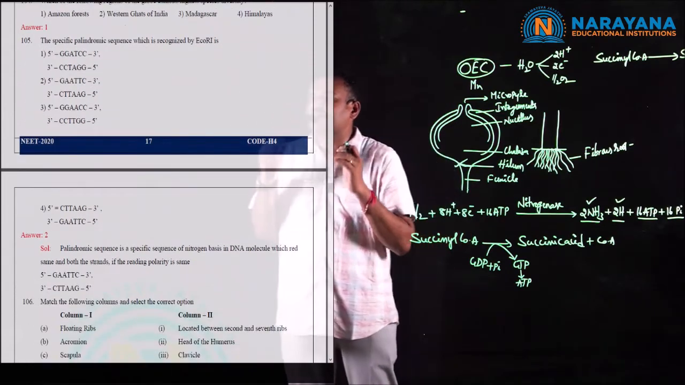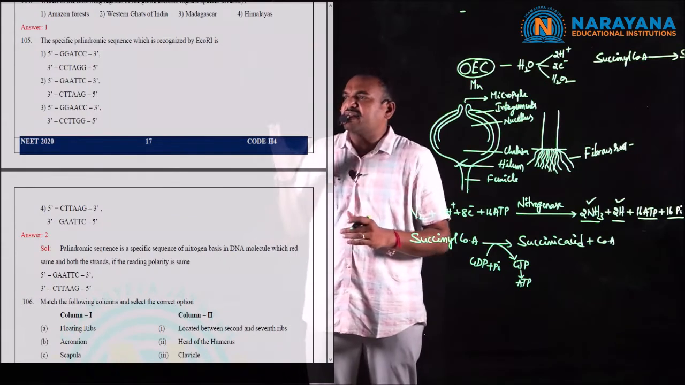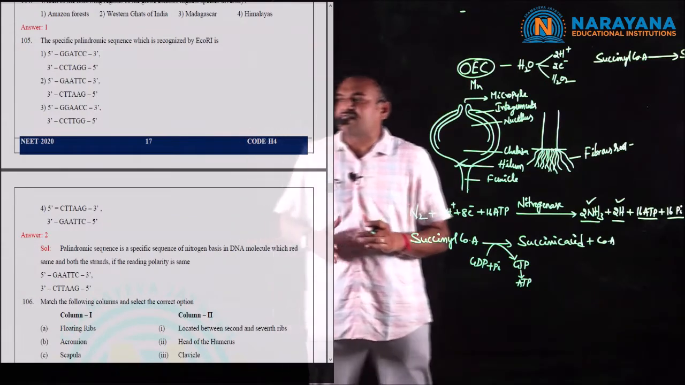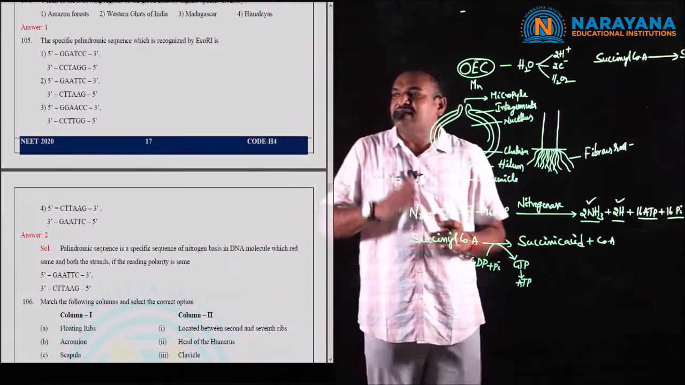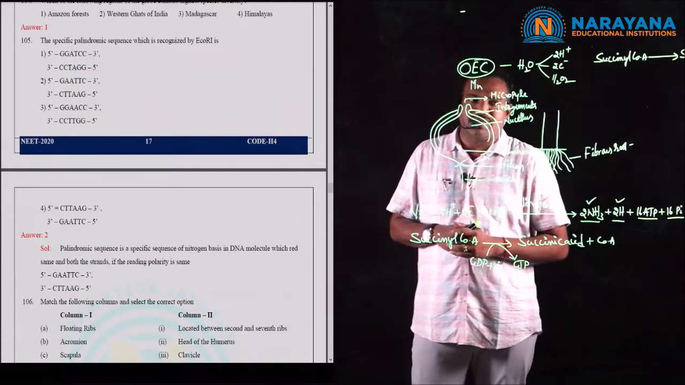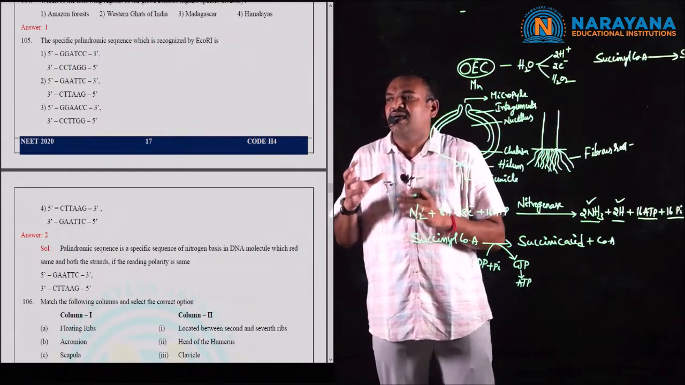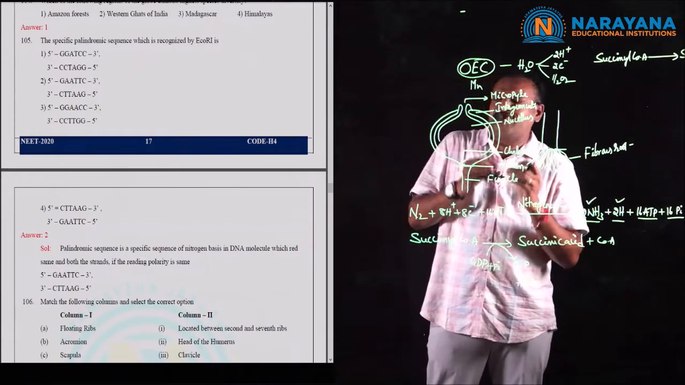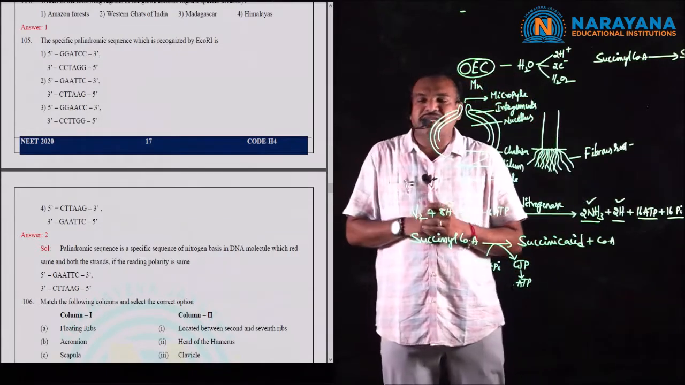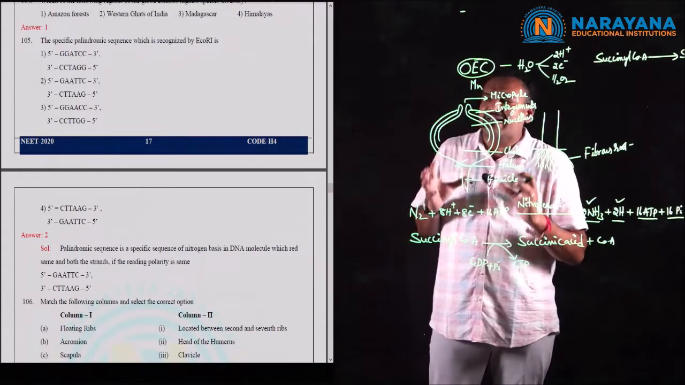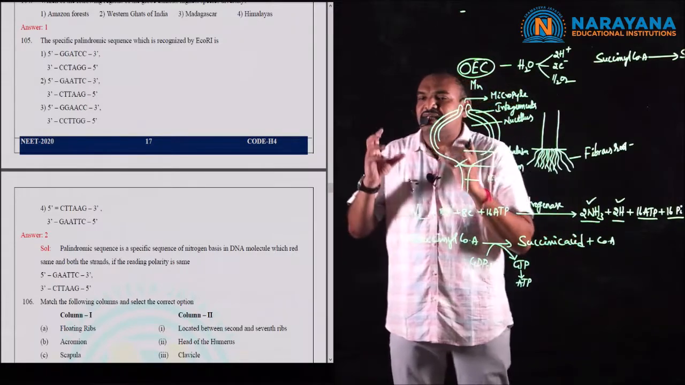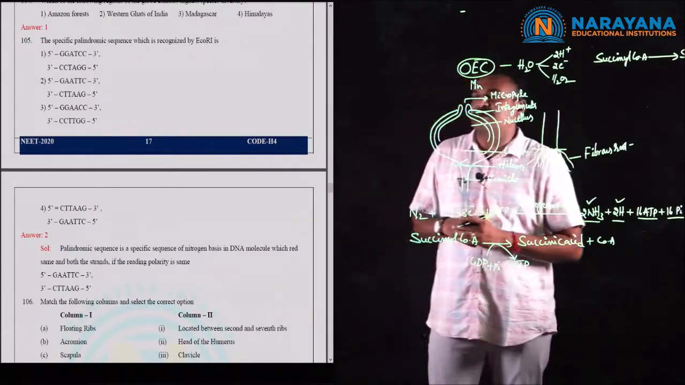And next one is question number 105. So here the specific palindromic sequence which is recognized by EcoR1. What is the palindromic sequence recognized by EcoR1? Escherichia coli RY13. From that bacteria, this endonuclease enzyme is isolated that recognizes a palindromic sequence. The length of that palindromic sequence is 6 base pairs.